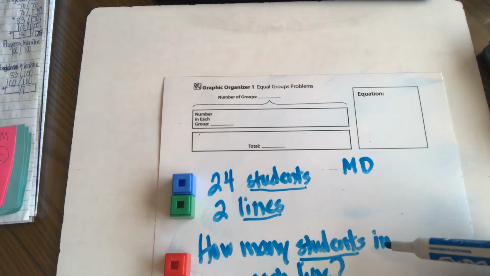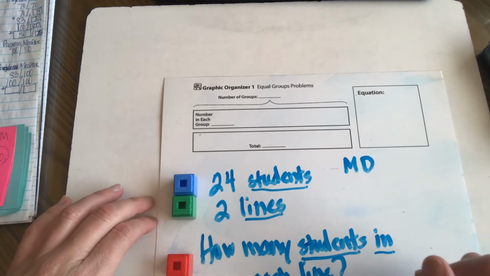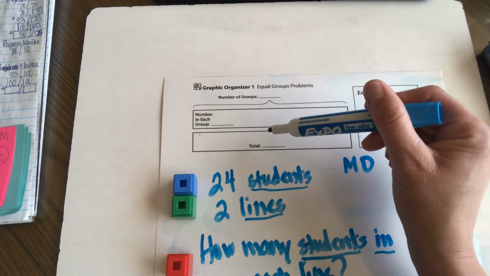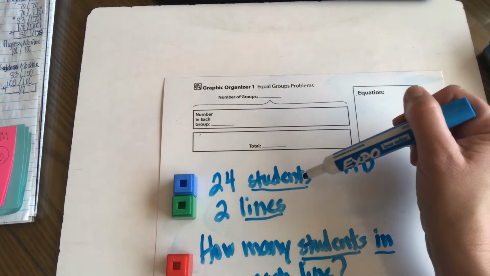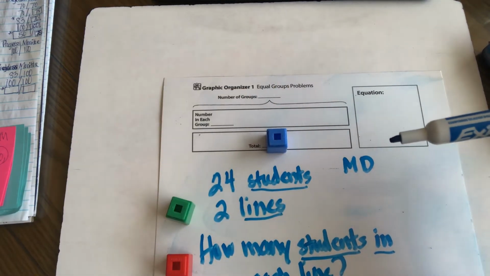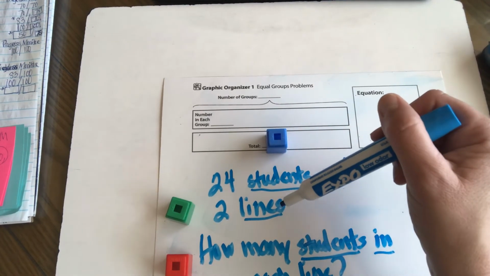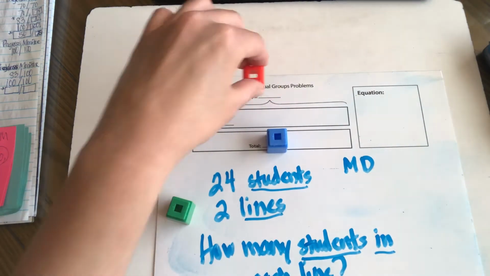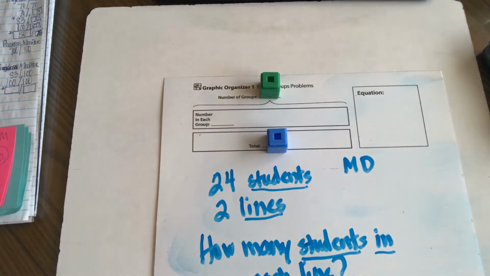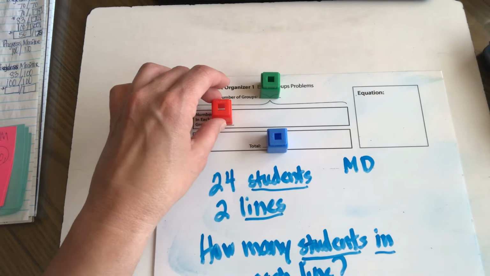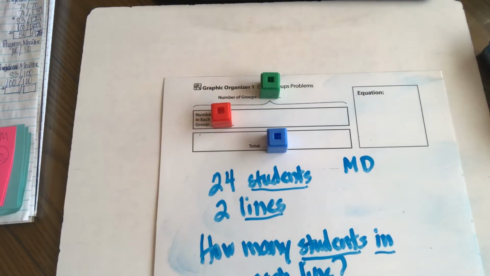If I'm looking for the students in each line, am I looking for the total number of students? Well, it tells me the total number of students in the gym, which is 24. So I'm gonna put that there. And it tells me that there's 2 lines. So in my head, I can see 1 line here and 1 line here. So that's actually the groups. And it actually says how many students in each line, number in each group. This time I'm looking for this.